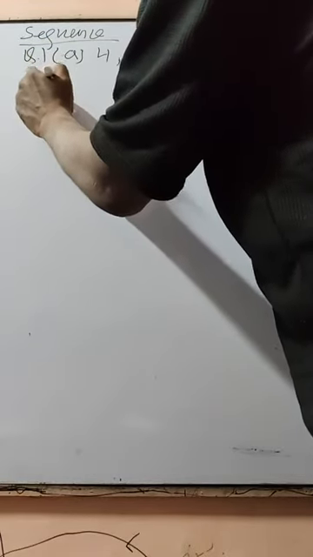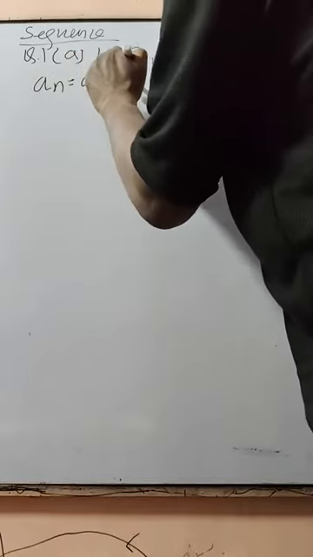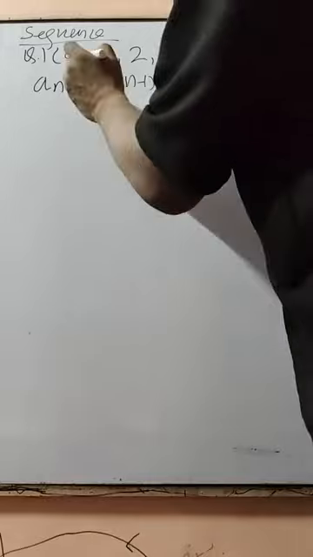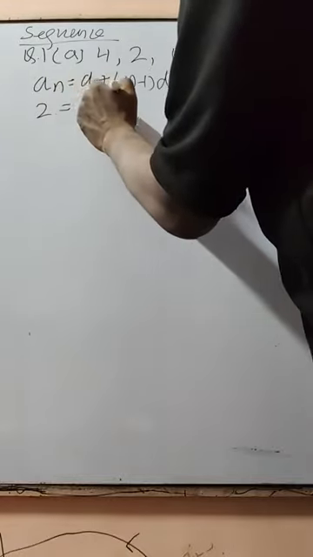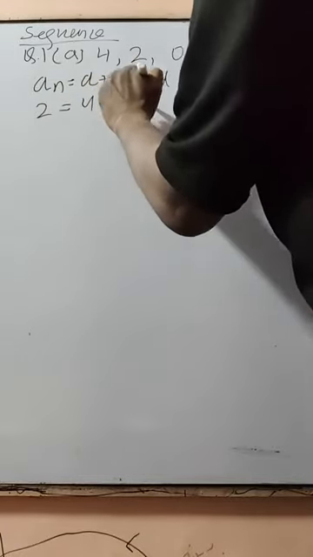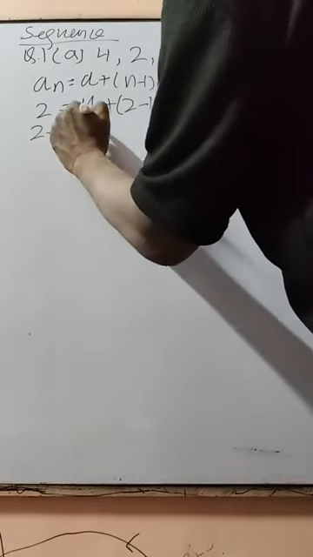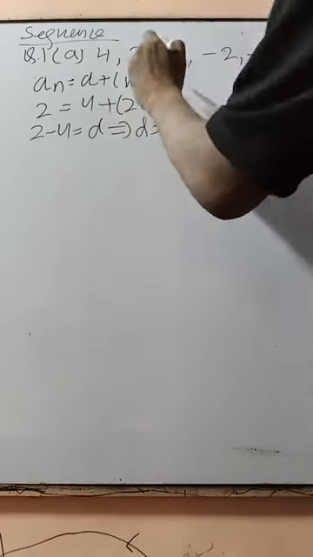If I take a nth is equal to a plus n minus 1 into d, so a nth means the second term, that is 2 is equal to 4 plus 2 minus 1 into d. So 2 minus 4 is equal to d. So we get d is equal to -2.